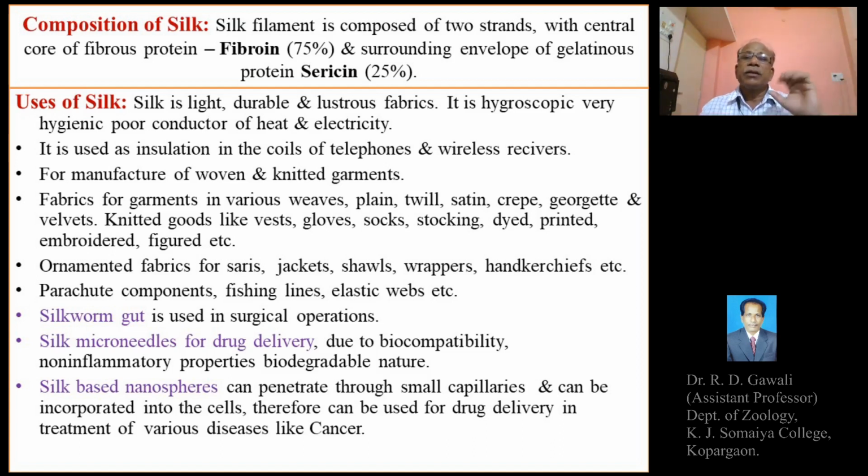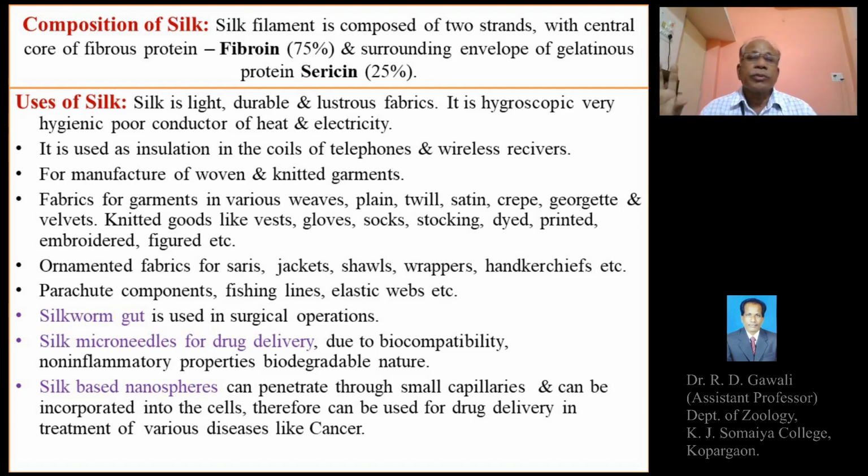That is, the silk is mainly used in the textile industry for the preparation or manufacture of different types of fabrics, and these fabrics are then used for the preparation of different types of garments like vests, clothes, socks, stockings, which can be in the form of dyed, printed or embroidered or figured, and the commodities or the ornamented fabrics can be prepared by using these different types of fabrics of the silk for the preparation or manufacture of the saris, jackets, shawls, wrappers, handkerchiefs, etc. So these are the uses of fabrics for the preparation of different commodities or the components of the fabrics.